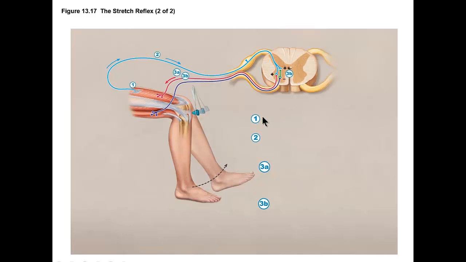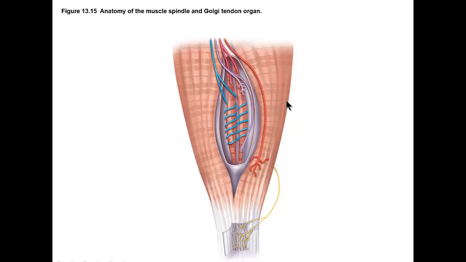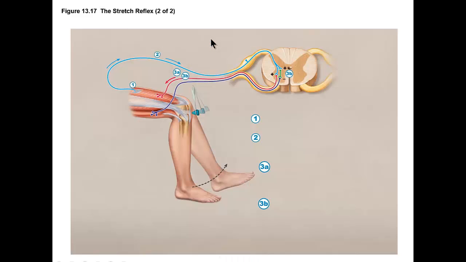So when I tap on this, that causes an increased length of the intrafusal fibers and will fire an action potential in those special sensory receptors wrapped around the intrafusal fibers. When I tap on that patellar tendon, it stretches this, makes it longer, which will fire an action potential in the sensory neuron, if I tap it hard enough, bringing that information into the spinal cord.